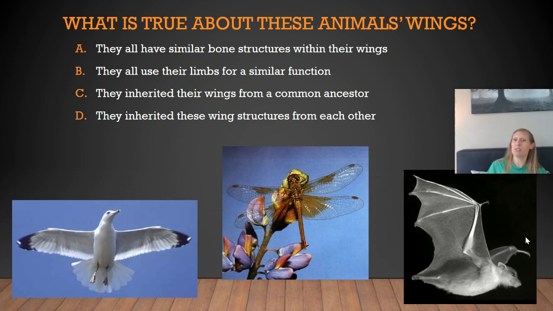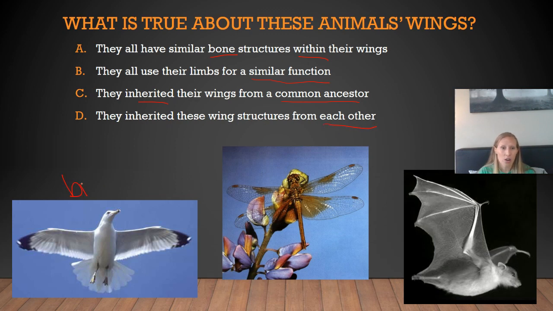So these are wings of these different species, these different organisms, and we can notice that they all have a similar feature. They can fly, right? They all have wings. But it says, what's true about these animals' wings? A says they all have a similar bone structure within their wings. B, they all use their limbs for a similar function. C, they inherited their wings from a common ancestor. Or D, they inherited these wings from each other.